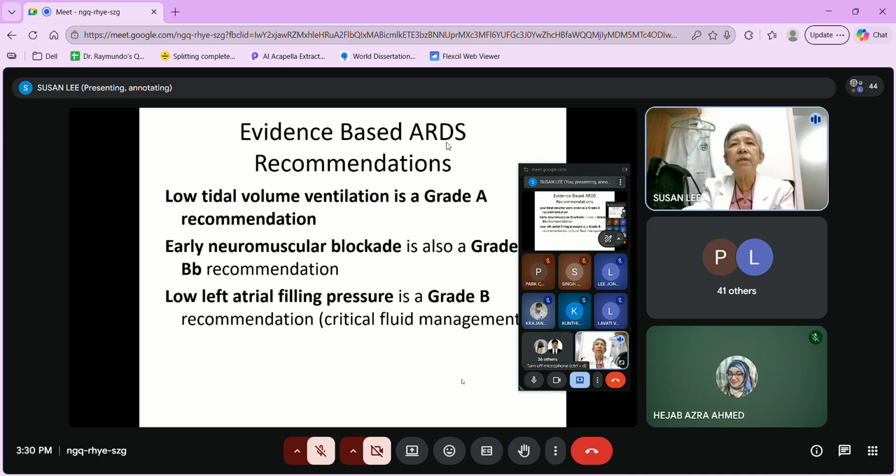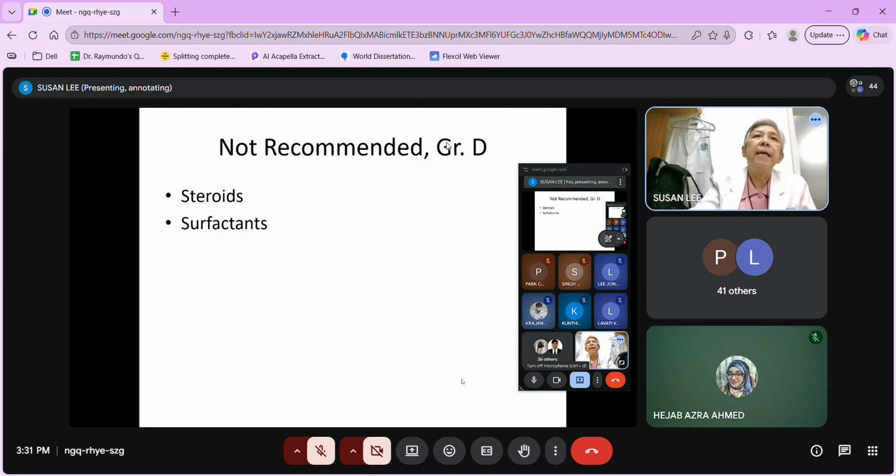So presently, based on the evidence available, the recommendations would still be your low tidal volume ventilations, which is a grade A recommendation, early use of neuromuscular blockades to decrease the combating of your patients with the ventilator. This is a B recommendation. And low arterial filling pressure. This is again a B recommendation. This is based on the proper management of fluid. Okay, not recommended so far would be your surfactant supplement and your steroids.